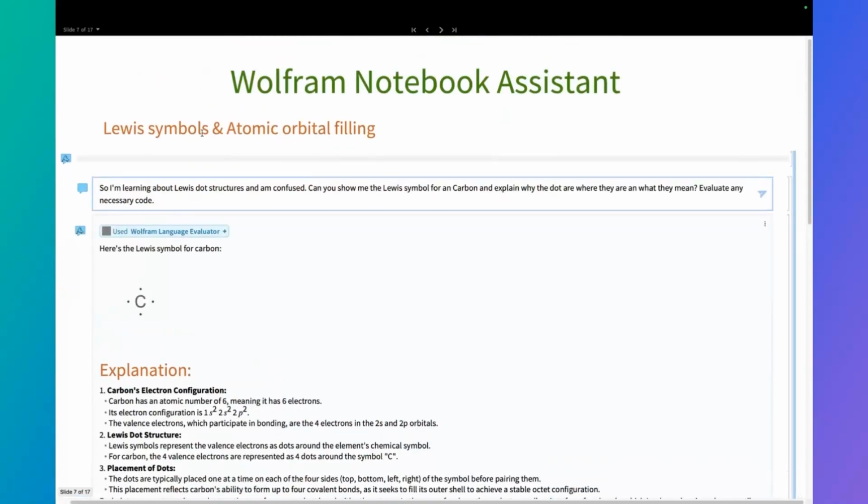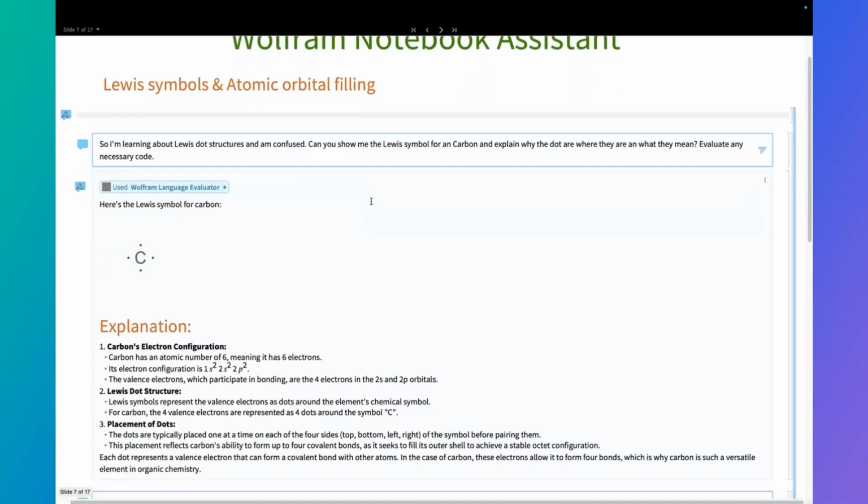So we'll start with Lewis symbols and atomic orbital filling. Lewis symbols are a way that we pick a 2D representation of the electrons in a particular element. And so we posed a question. I'm not going to run this live just to make sure that we get through everything. But I said, hey, I'm learning about Lewis structures. I'm confused. Many students are. Can you show me what they are for carbon and explain what's going on?